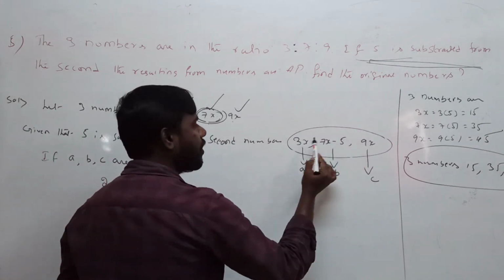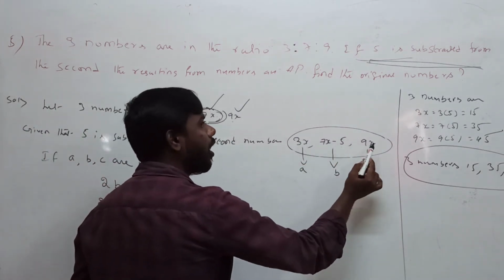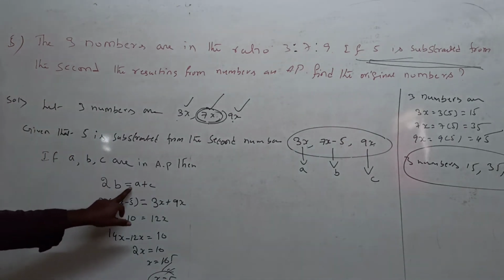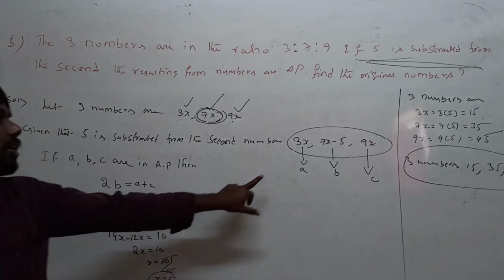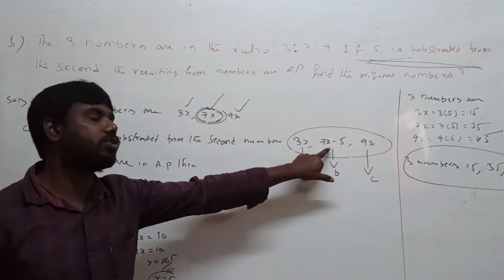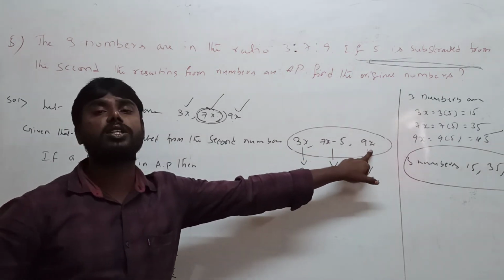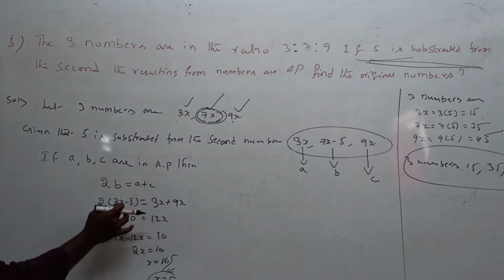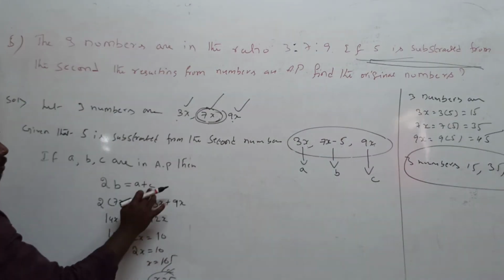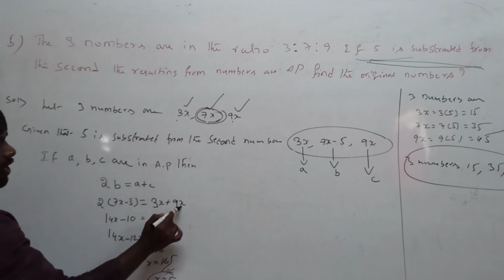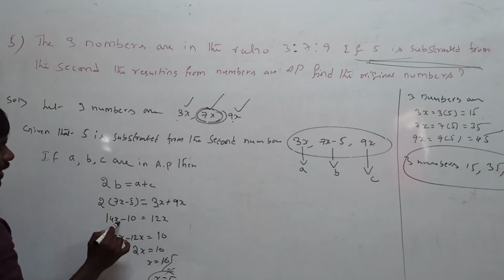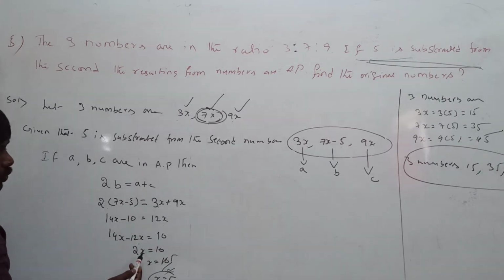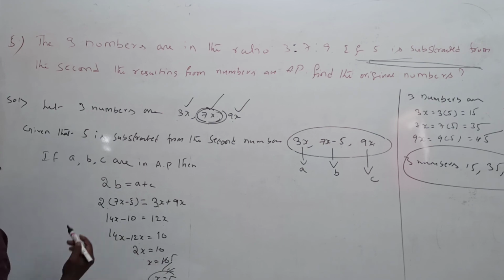Now this form of a, b, c in arithmetic progression, the condition is 2b is equal to a plus c. This one we consider a, this one b, this one c. All the values substitute in the condition. The b value is 7x minus 5, a value is 3x plus c value is 9x. 3x plus 9x is 12x. 2 into 7x is 14x minus 2 into 5 is 10. Taking x values one side, 14x minus 12x is 2x is equal to 10, so x is 5.